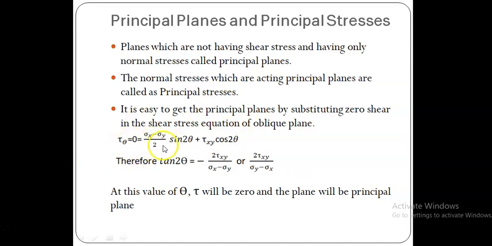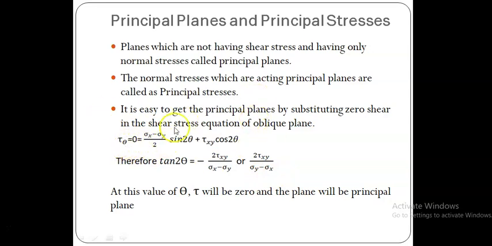Yes, we have already studied that. What is the shear stress on an inclined plane? Shear stress on inclined plane, that is tau theta is equal to sigma x minus sigma y by 2 into sine 2 theta plus tau xy cos 2 theta. Therefore tan 2 theta is equal to minus 2 tau xy divided by sigma x minus sigma y. So why do I put simply 0?